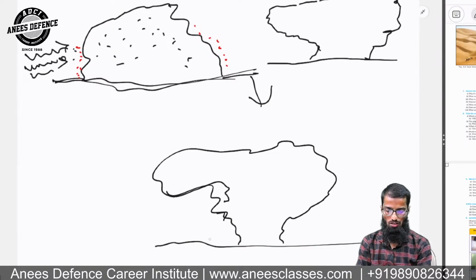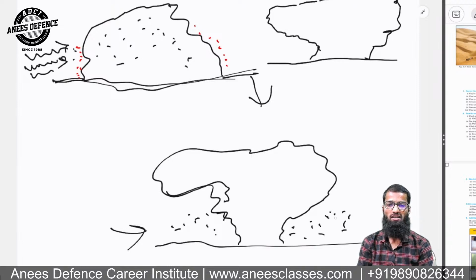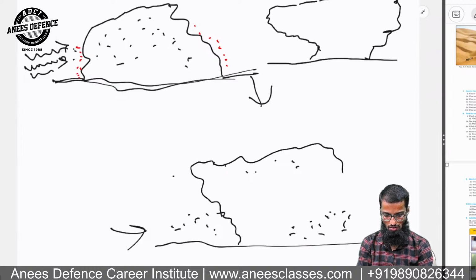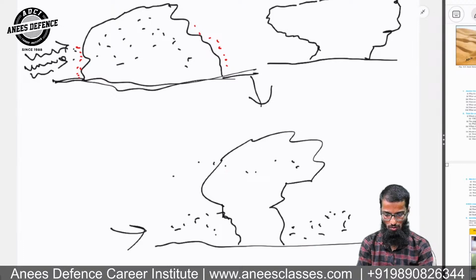Why did erosion happen at this area? Because the wind contained sand particles and it blasted at the bottom. And you will get this type of structure. This type of structure is actually the mushroom rock.